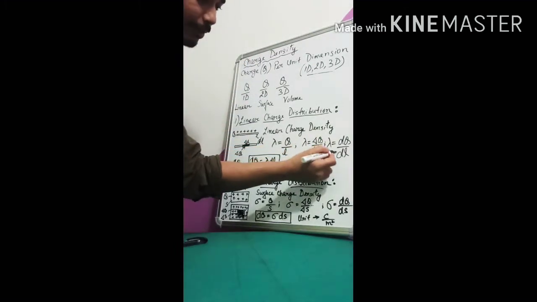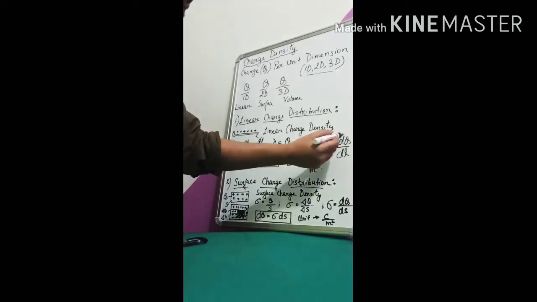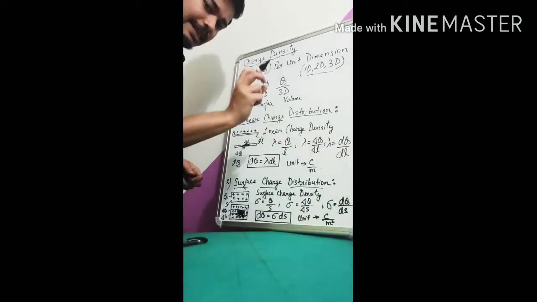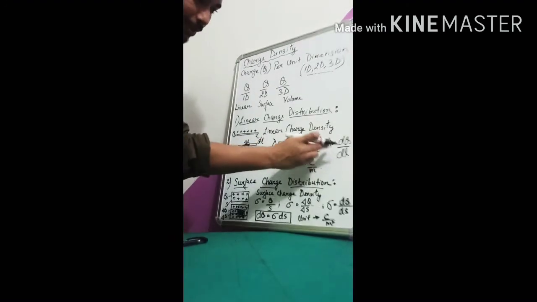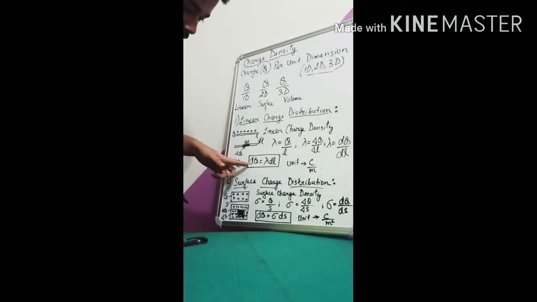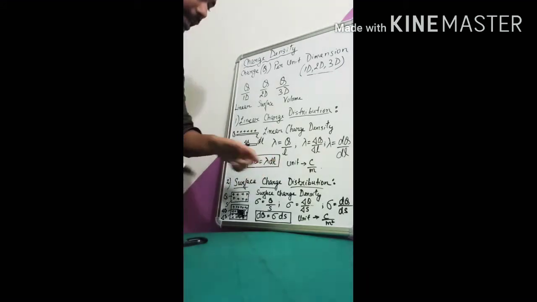Now if we cross multiply these two, then what we will get? We will get the total charge dq present in that part of the conductor or that element. So we just cross multiply these two, then what we will get? We will get dq is equal to lambda dl.